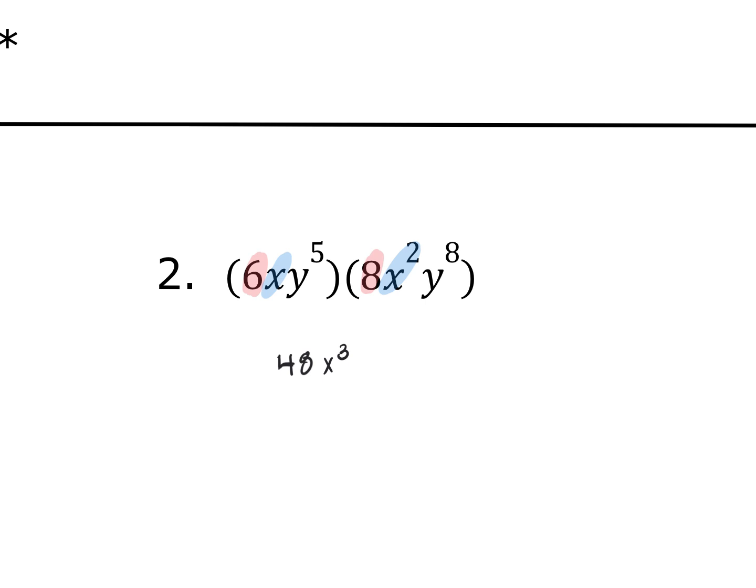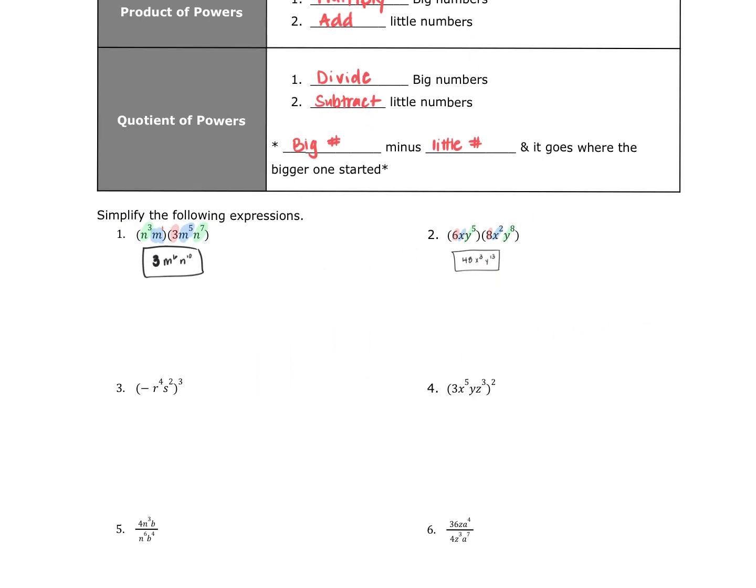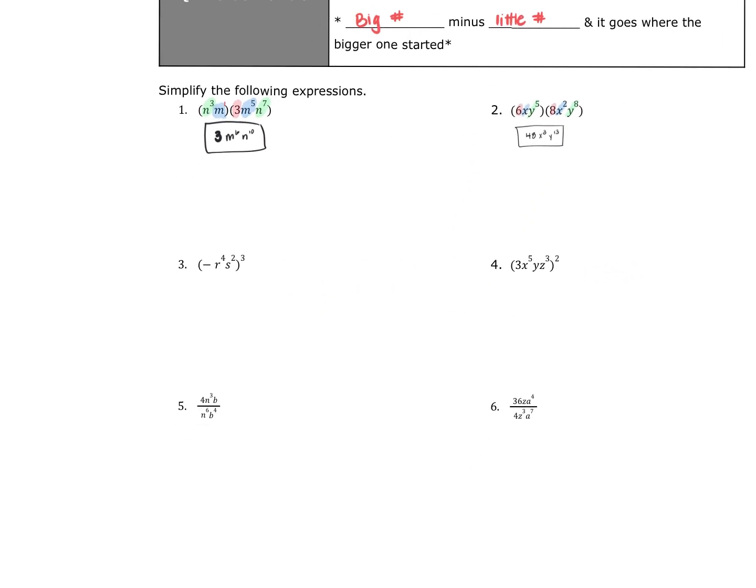Now I need my y's. I have y to the fifth and y to the 8th. 5 plus 8 is 13. So it's going to be y to the 13th power. Okay, so we simplified number 1 and number 2. Let's look at number 3 and see how that one differs.